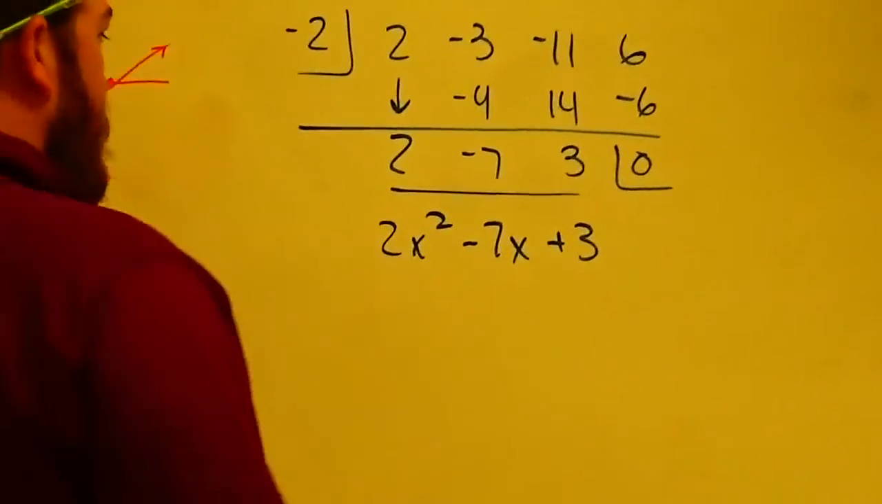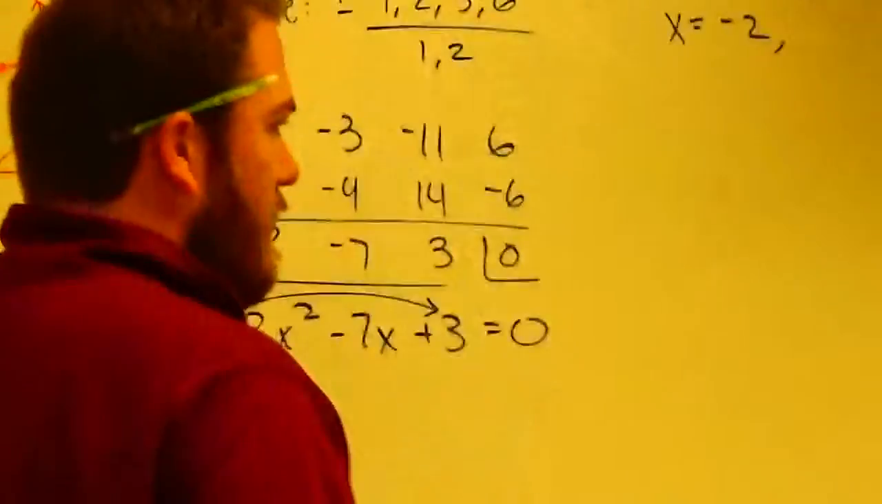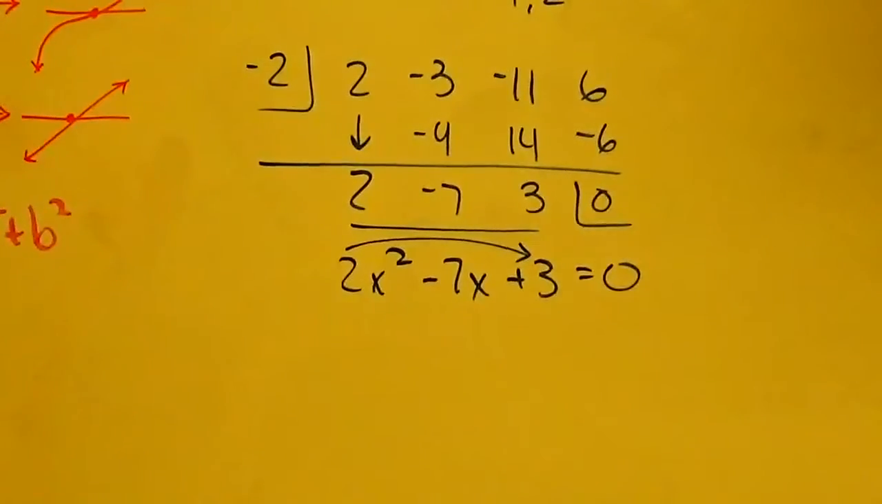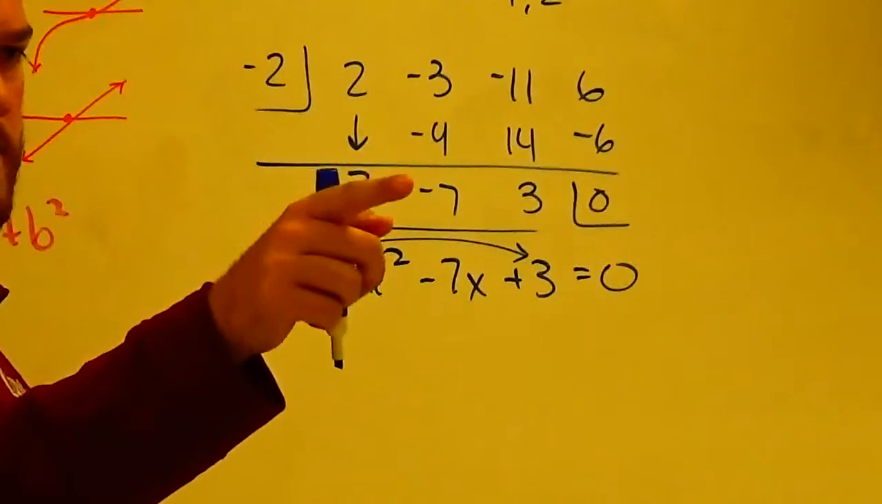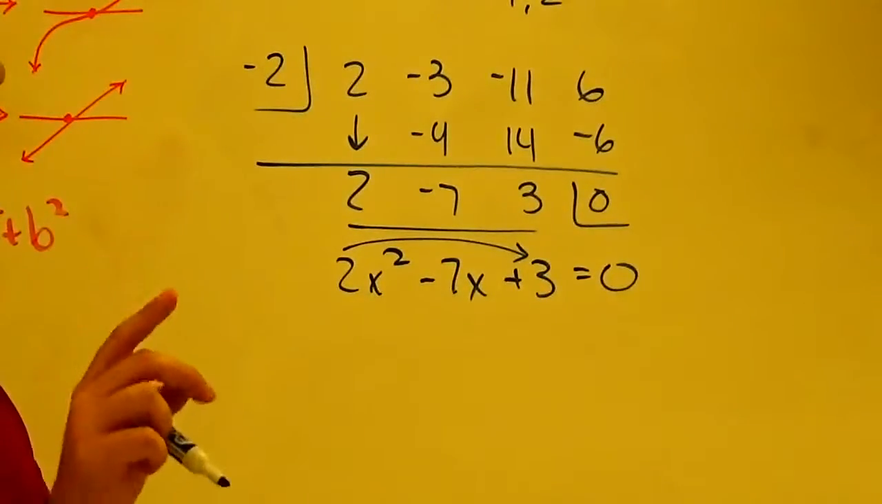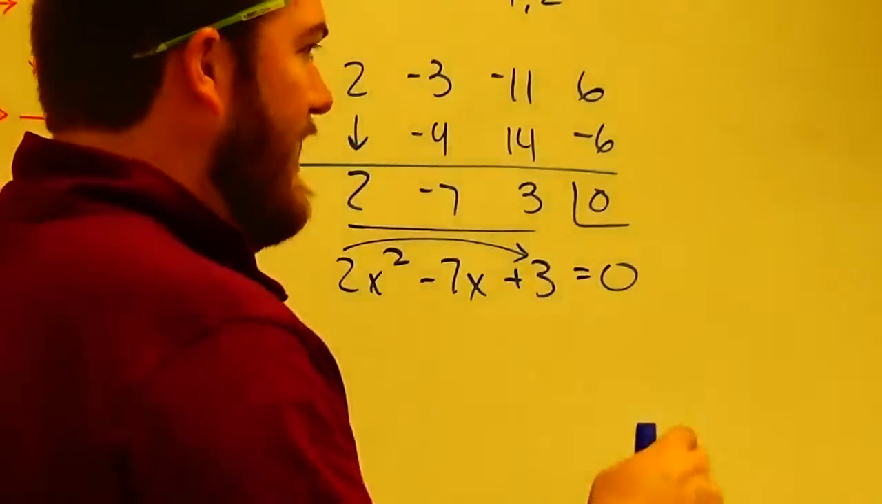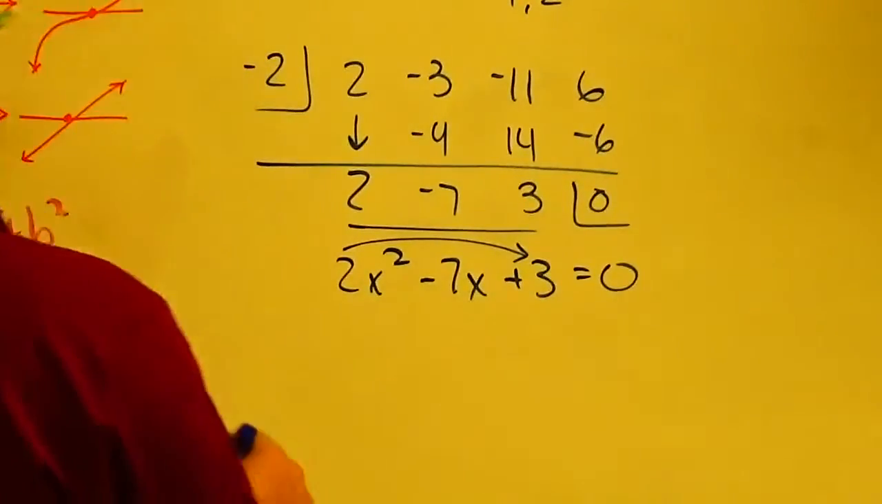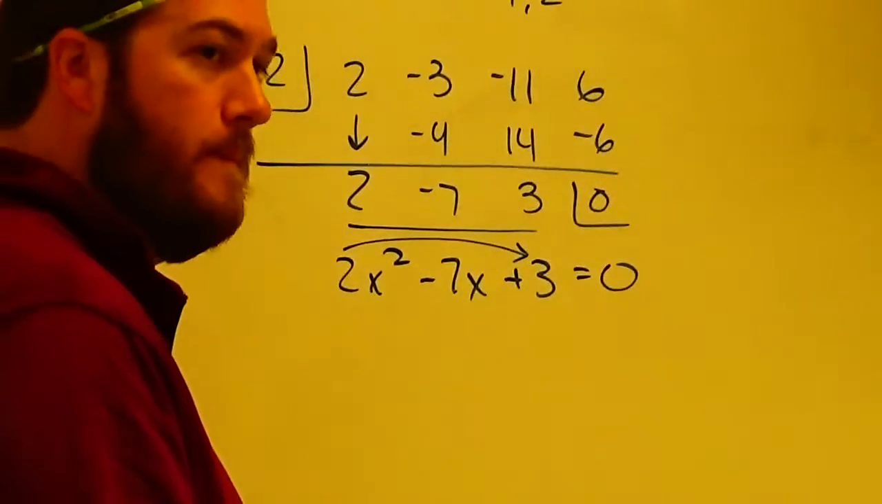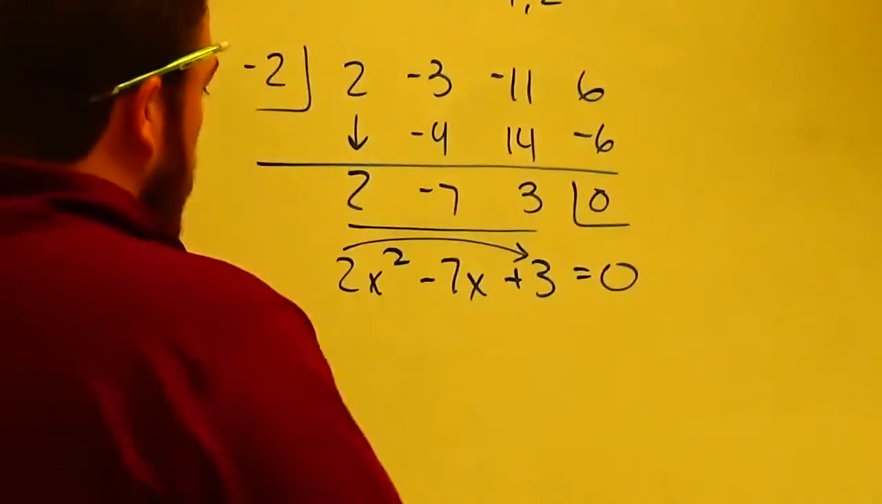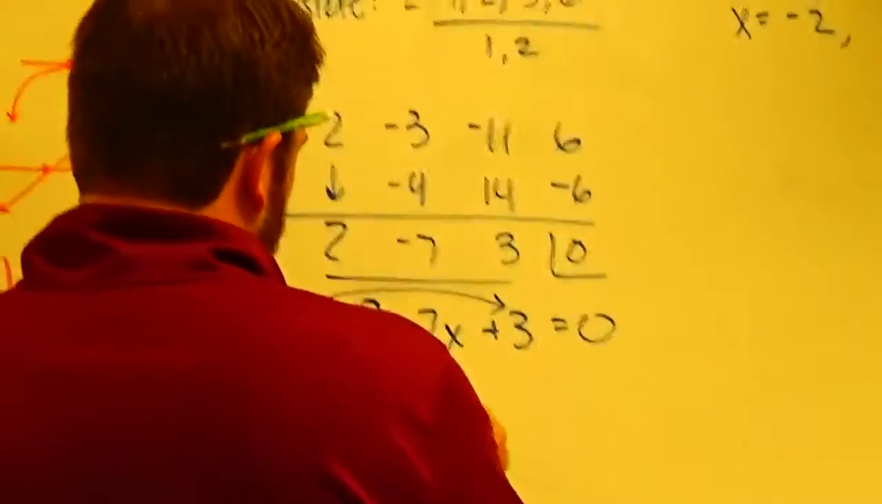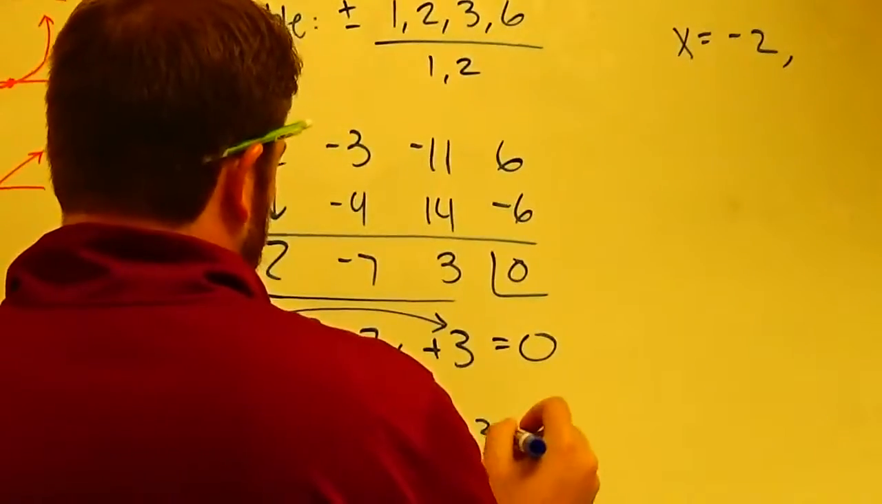To factor it, there's 2 ways you can do it. I'll show you the one that I've taught 99% of the time. Factor by grouping. Because there's a number out front, we're going to take the 2 and multiply it times the 3. What do we get? 6. We're looking for 2 numbers that multiply to 6 and add to -7. 6 and 1, both negative. So I'll have 2x squared minus 6x minus x plus 3.